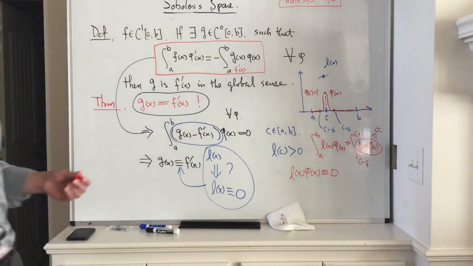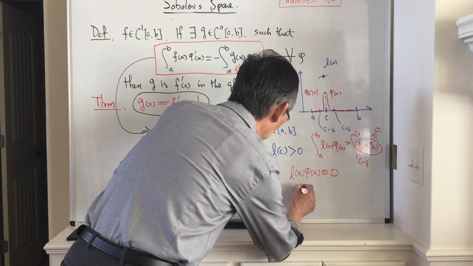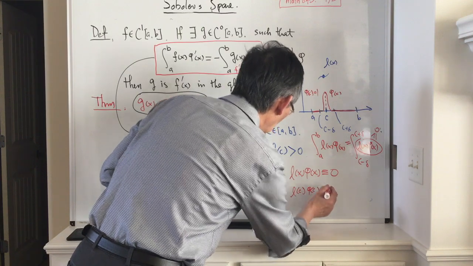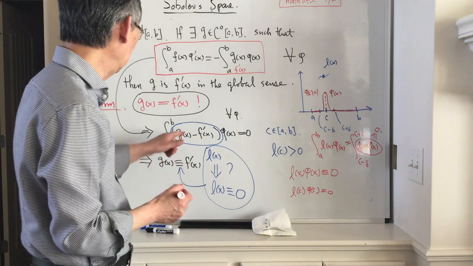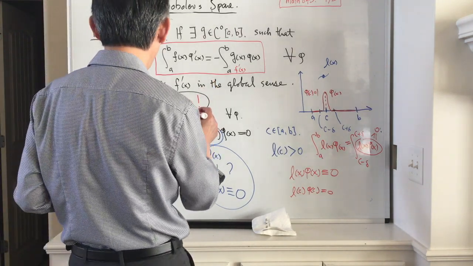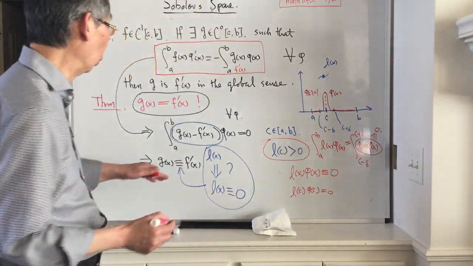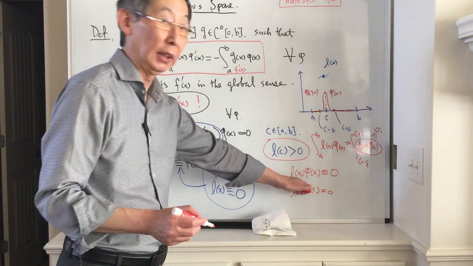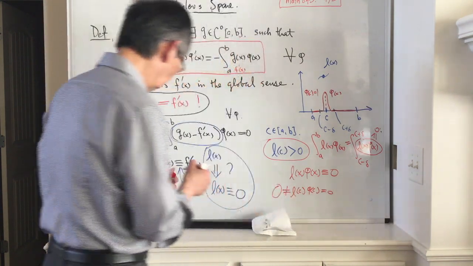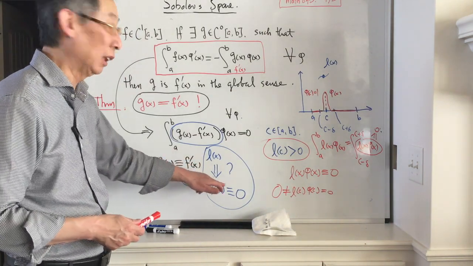So suppose you plug in the value x equals c, so you have L(c) times phi(c) equal to 0. This is a contradiction, because at the very beginning L(c) is assumed to be greater than 0, and phi is chosen to be 1 at c. So therefore this thing is not going to be equal to 0. So this contradiction shows that the L function has to be identically equal to 0.